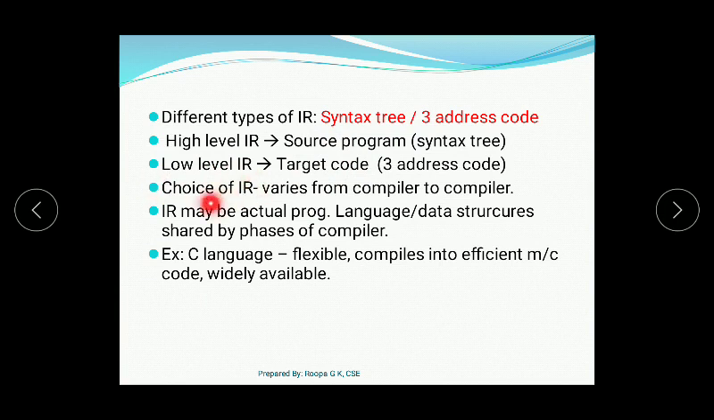The choice of intermediate representation is left to the programmer or compiler designer, because it varies from compiler to compiler. A programmer may think of a syntax tree, or they may think of three address code. IR may be an actual programming language or a data structure shared by phases of the compiler. So we can use any programming language or any data structure to implement intermediate representation. For example, let us go for the C language. The reason is that it is flexible, compiles into efficient machine code, and is widely available. People are more familiar with C, and it is flexible to use.